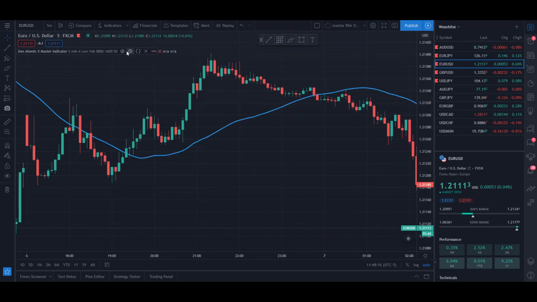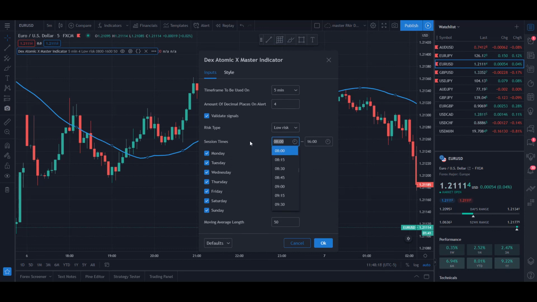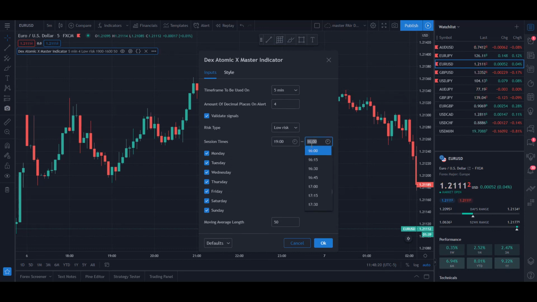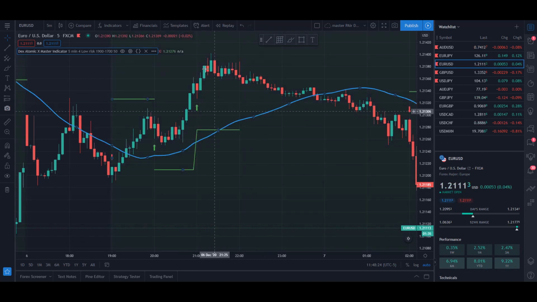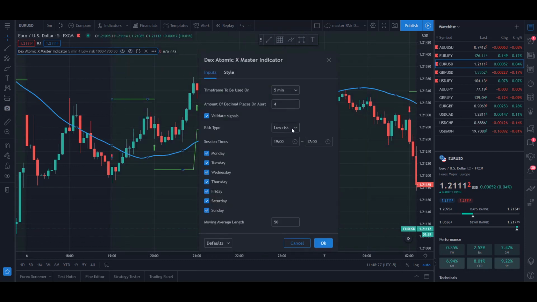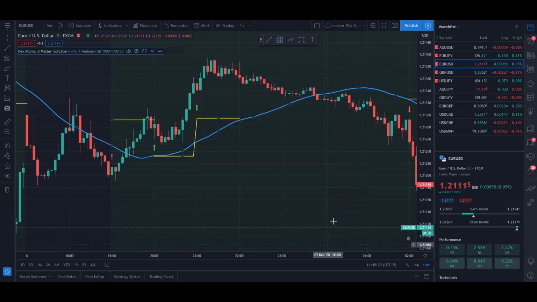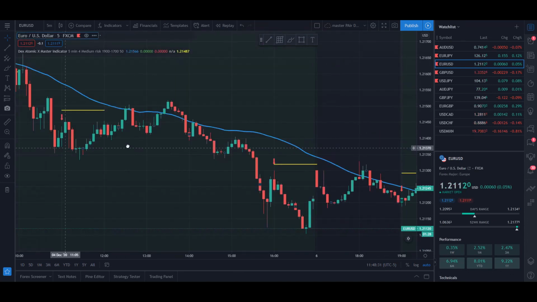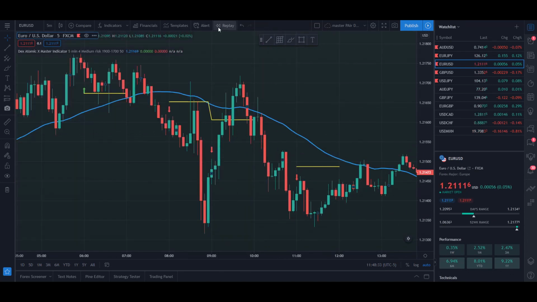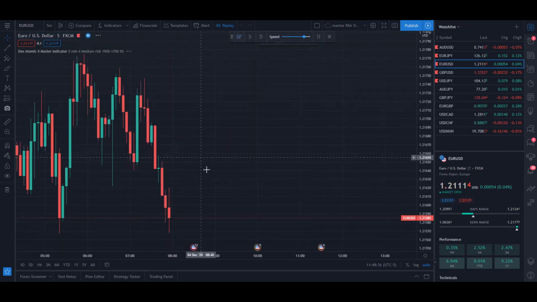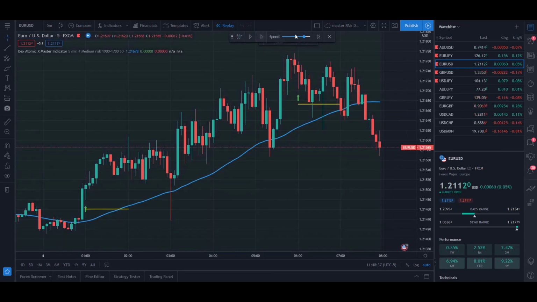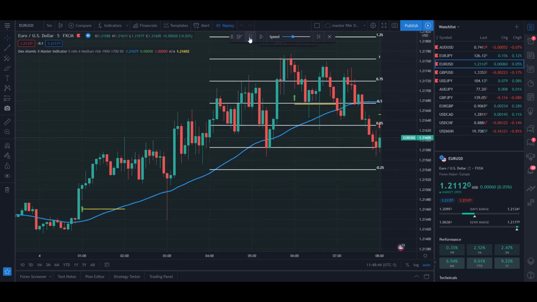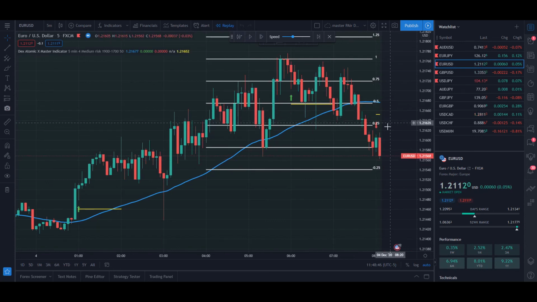Set your session times to exactly what you want to trade, right? 1900 to 1700. Okay. Set your level, what you're going to trade. We're going to trade the medium risk. We're going to hit OK. Go way back. Start your replay and smack it. Lower your speed down and let it just play. And go figure it out. Stop your stuff. Go in and trade like we said in the replay.